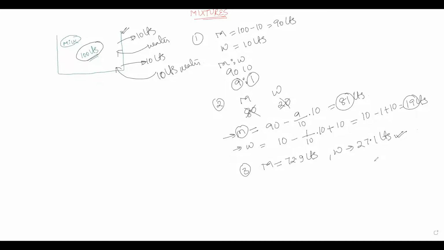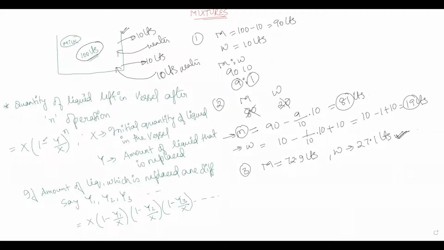Now, we can find the quantity of milk and water till n operations in a similar way, but every time we can see that the calculation will be a bit lengthier. So we have a direct formula by which we can find the quantity of milk in this solution after n operations. So let us try to see that formula. This is the formula which we can use directly.